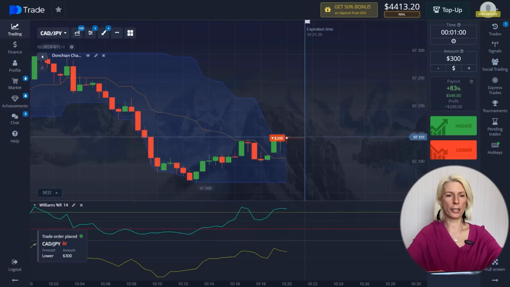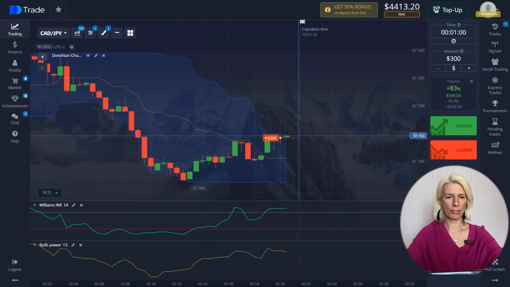I opened a down trade for 1 minute with $300. The Williams percent range and the Bull's power indicators made me take this decision. As for the Bull's power indicator, its line was in a horizontal position and began to move down. This was a signal for me about the decrease in the strength of buyers.